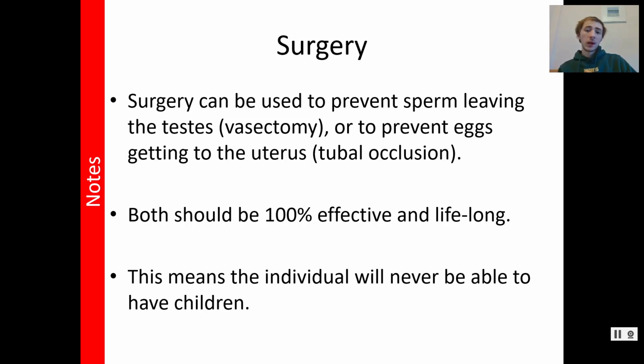Or effectively tying up, that's a little bit more complicated than that, the fallopian tubes. This is called tubal occlusion or tubal ligation, and basically, often colloquially called having your tubes tied. We're talking about preventing eggs getting to the uterus. And eventually that egg will die, as eggs do. Now this should be 100% effective.